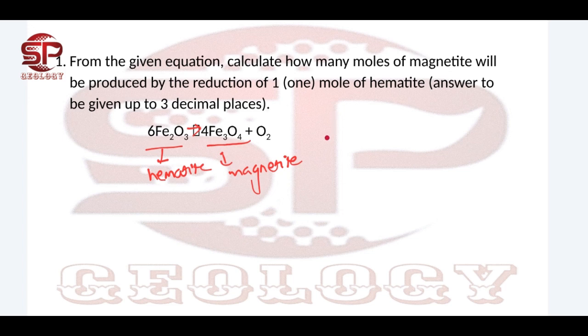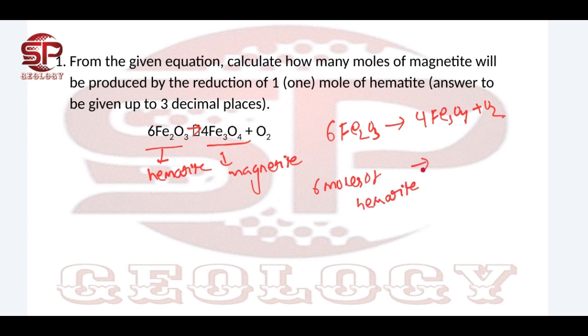So in this equation, it is written 6 Fe2O3. It is producing 4 Fe3O4 plus O2. That means 6 moles of hematite produce 4 moles of magnetite. From this equation, you can see that 6 moles of Fe2O3, when it breaks, will produce 4 moles of Fe3O4.